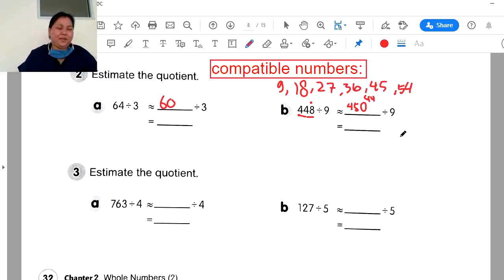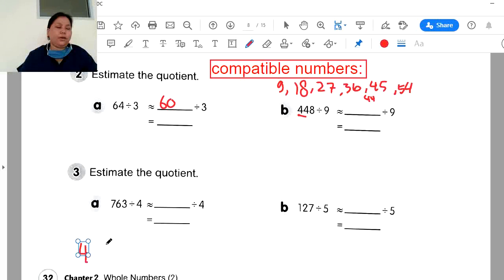Right? We have done the answer. Okay, number 3. Wait, we still have to round it first. Look at the, we have to find the compatible numbers first. Look at the dividend. Let's make a multiplication of 4.